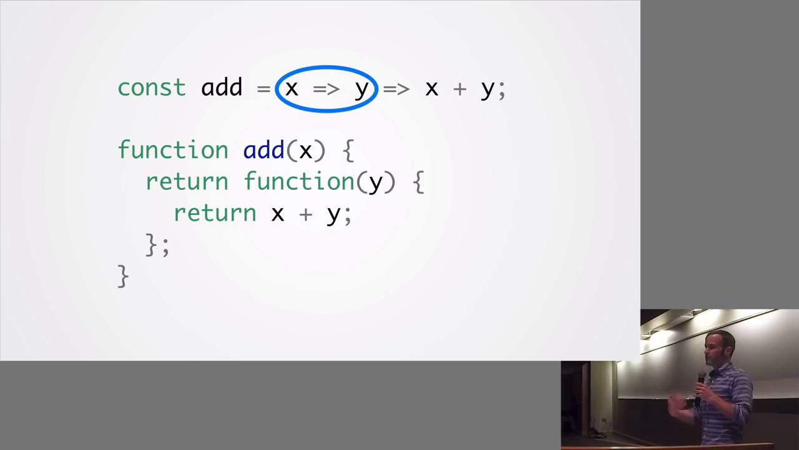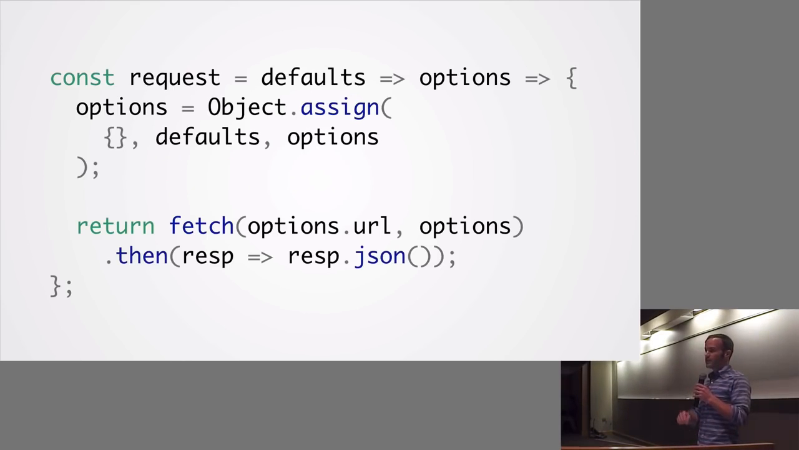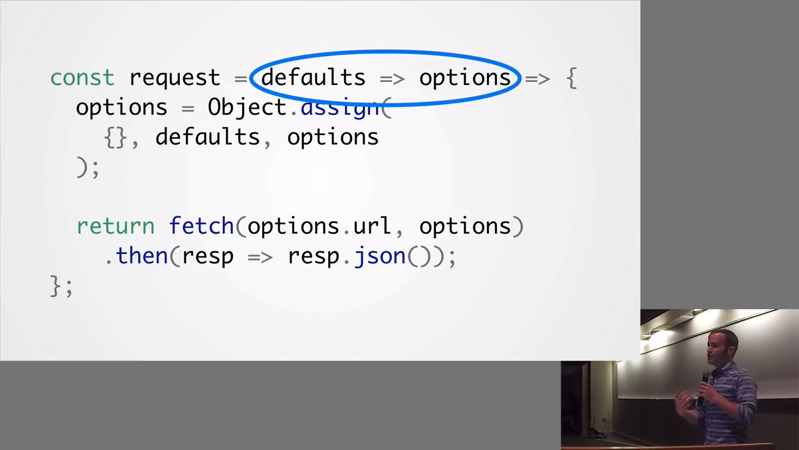And then at the bottom, just so you kind of see what's happening, there's the old ES5 version of this function, where we just declare a function, add, and then we return an anonymous function that takes a y. Same thing with the request function that we've been using in our examples. Separate our arguments with the arrows, and that gives us this nice curried function where we can just build in partial application automatically. So it's a really powerful, wonderful concept.